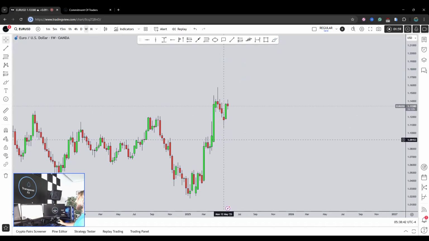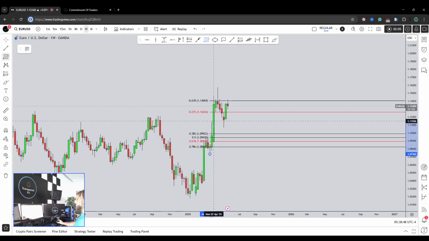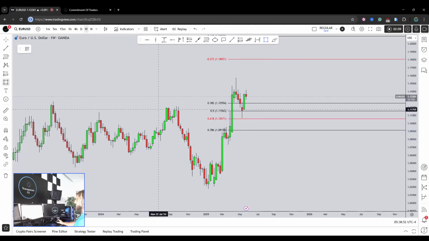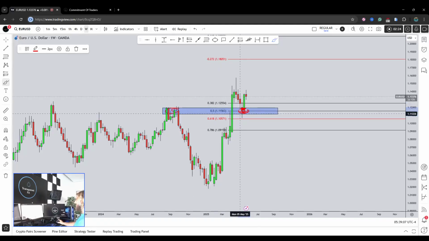We can also notice that as we have an impulse and correction, if we want to measure the correction, we have to take our Fibonacci from the low to the high of the impulse leg. And if we do that, we can notice how we have the 50% retracement lining up precisely with this previous resistance turned support. This creates confluence of support and demand at this zone because we have the 50% and the previous supply and resistance now turned support and demand, both lining up in the same area of price.